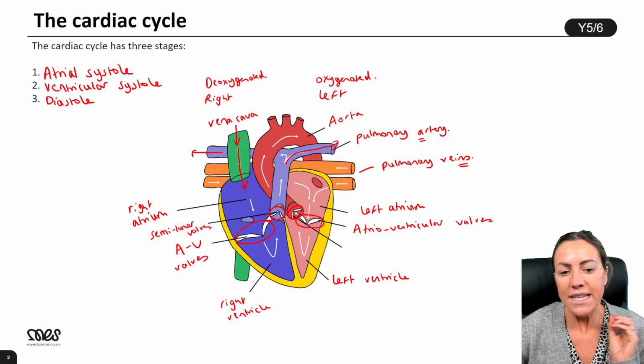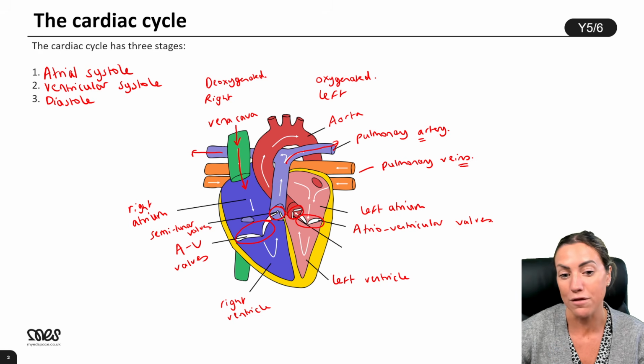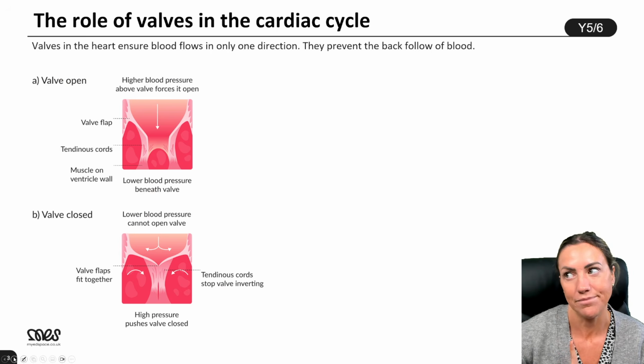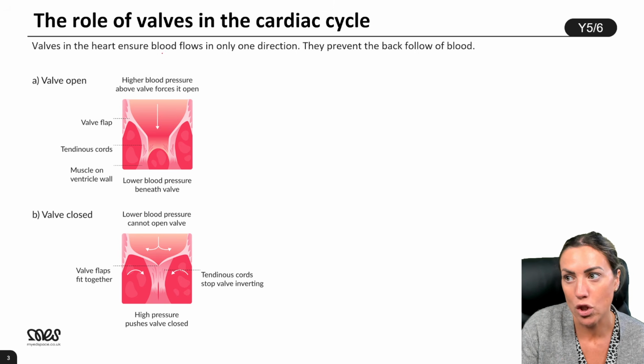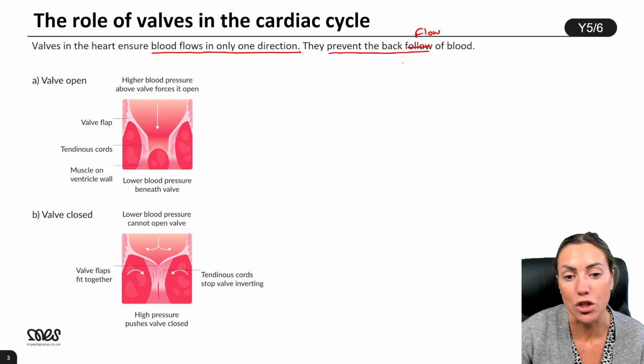Okay, now we know how to label the heart. We've got our 4 chambers, our 4 main blood vessels, and our valves. We've also gone through the 3 stages of the cardiac cycle. Let's get into it. It's really important that we understand the role of valves in the cardiac cycle. Now, valves ensure blood flows in only one direction, or we can say they prevent the backflow of blood. So blood can only flow through them in one direction.